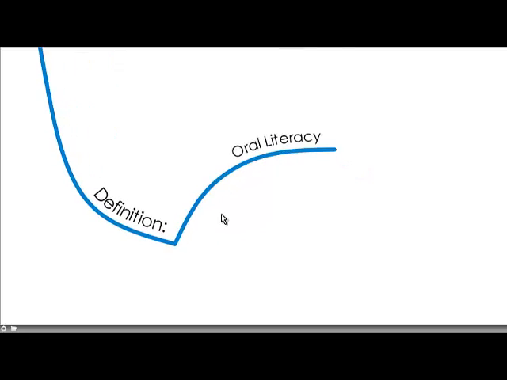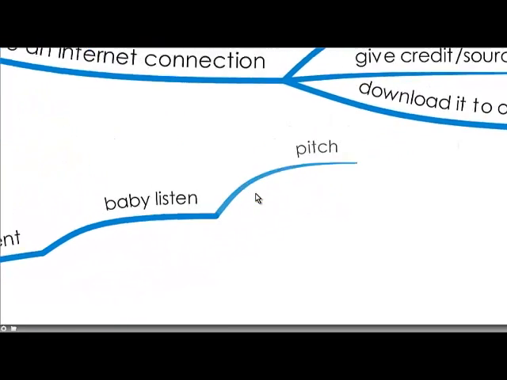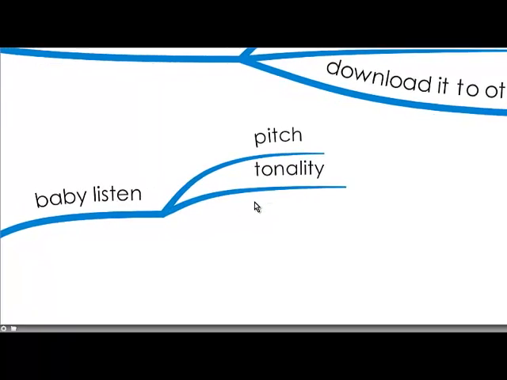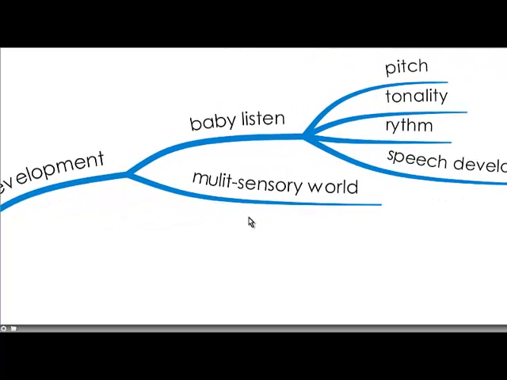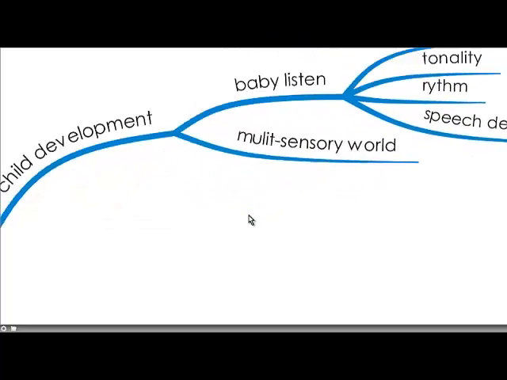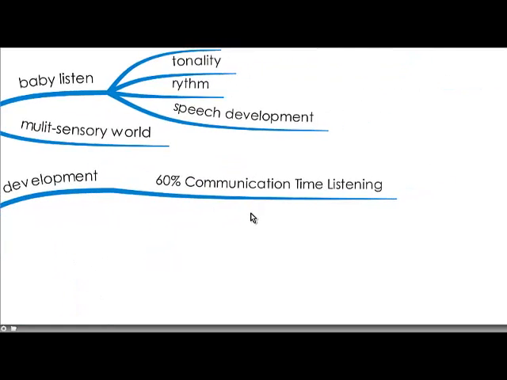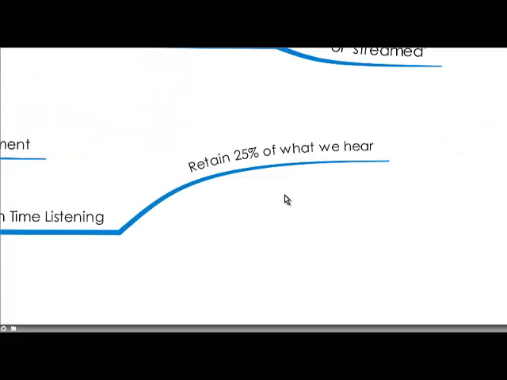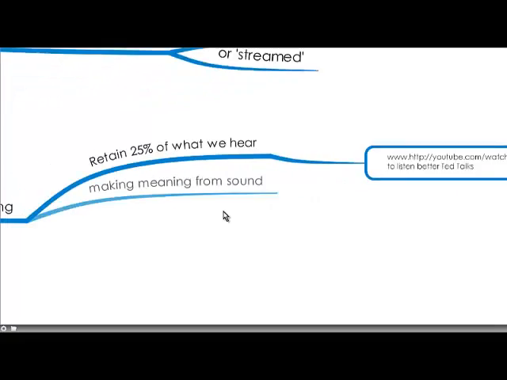So what is the definition of oral literacy? Well, in child development, our babies listen and they learn to speak through listening to pitch, tonality and rhythm of the English language, and it aids in speech development, and it is an example of our multi-sensory world. And to be orally literate we need to be able to listen, which is really important for our brain development because 60% of our communication time is listening, and we retain 25% of what we hear. And that was from this source, Julian Treasure, 5 Ways to Listen on TED Talks.